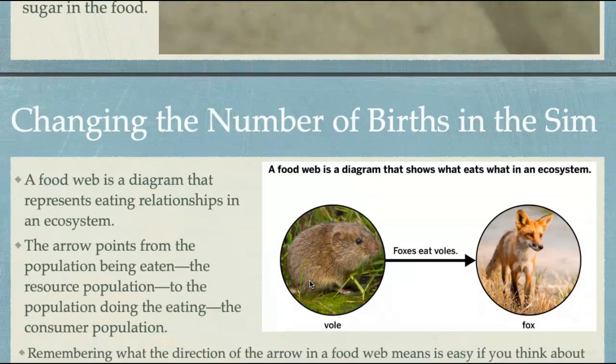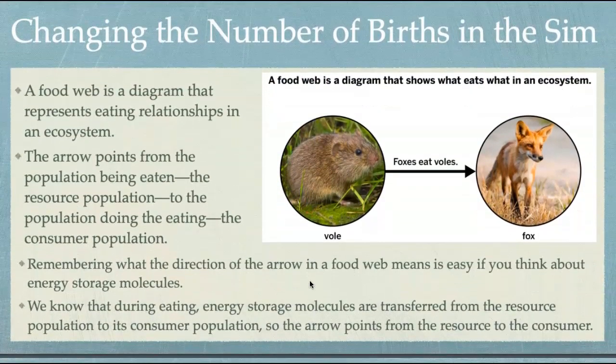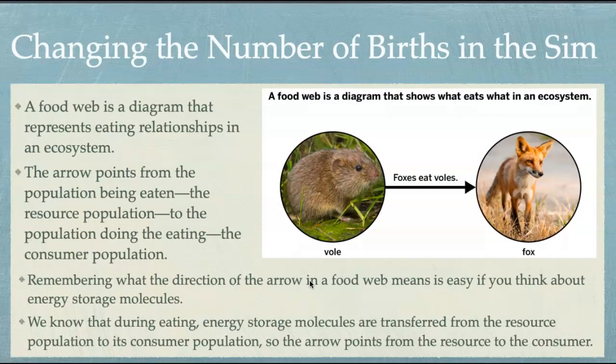Must skip these real quick. Now, I want to go to changing the number of births in the simulation. Remember that the arrow is pointing toward the consumer. So the fox is the consumer, the vole is what's being consumed.